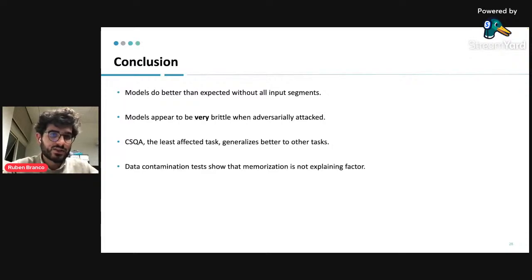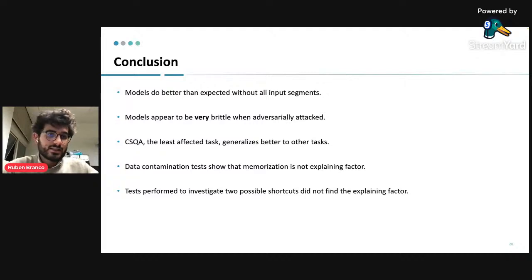Data contamination tests show that memorization is not the explaining factor. And we performed a few tests to investigate whether two possible shortcuts were the explaining factor, and they were not. So we did not find the major explaining factor or the major shortcut, but we did find hints that shortcut learning is happening. And it is also then a hint of the low cognitive capabilities of these models, and as such an indicative that perhaps we lag a bit behind on AI's long-term objective.